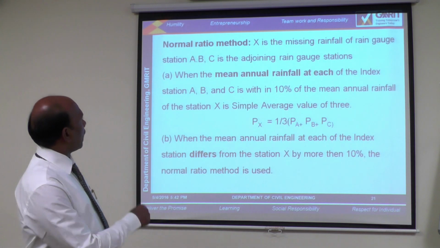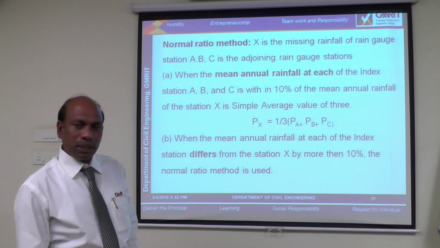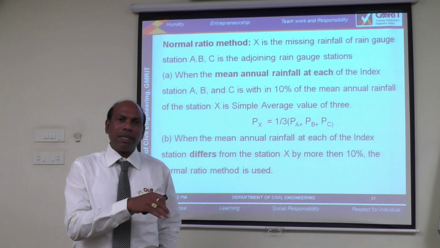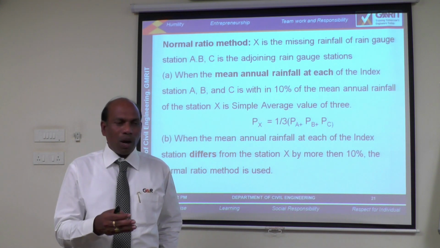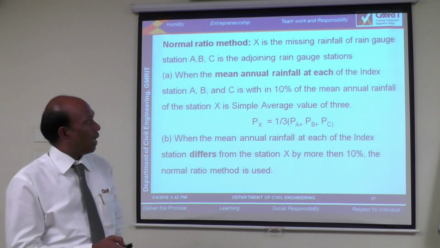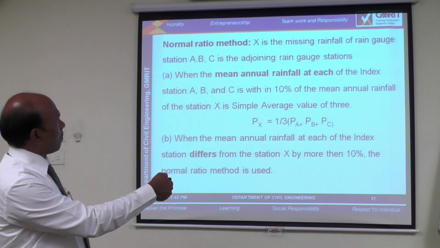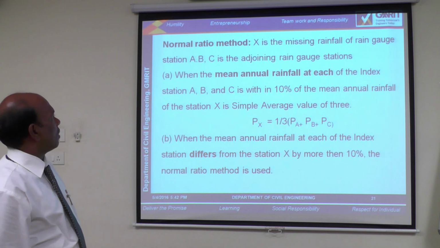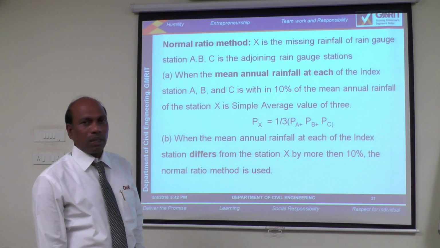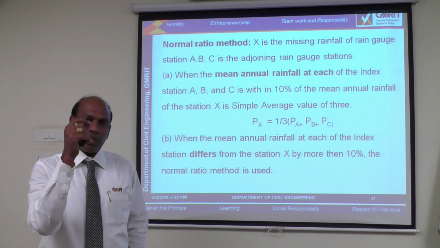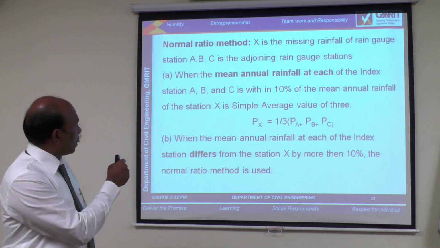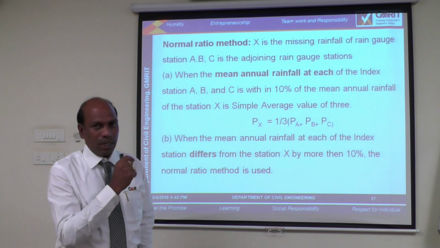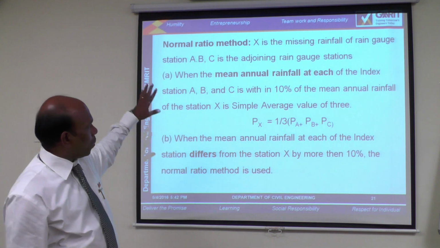Whereas in the second method, the normal ratio method, to estimate the missing rainfall data at a particular rain gauge, we should know more than one adjacent rain gauge station. Here X is the missing rain gauge station, and A, B, C are the adjacent rain gauge stations. Right? For the calculation of missing rainfall data of a particular station, we should know the mean annual rainfall of stations A, B and C. Right, here we are going to use two techniques.